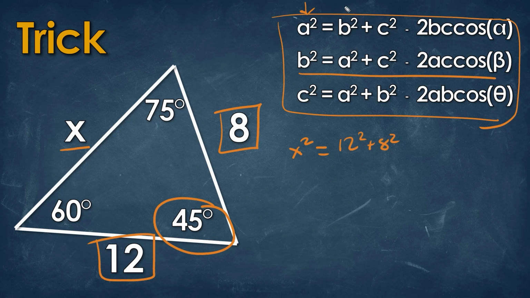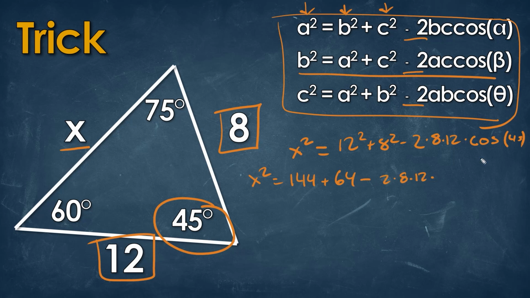And you'll see that's the same for all three of these equations. You first square the two sides. Then you subtract 2, which you'll notice is the same for each one of these, multiplied by the two lengths of those sides, 8 times 12, times the cosine of the opposite angle from what we're looking at, which is 45 in this case. Now we can simplify this out. We have x squared equals 12 squared, which is 144, plus 8 squared, which is 64, minus 2 times 8 times 12 times cosine of 45, which we know is the square root of 2 over 2.